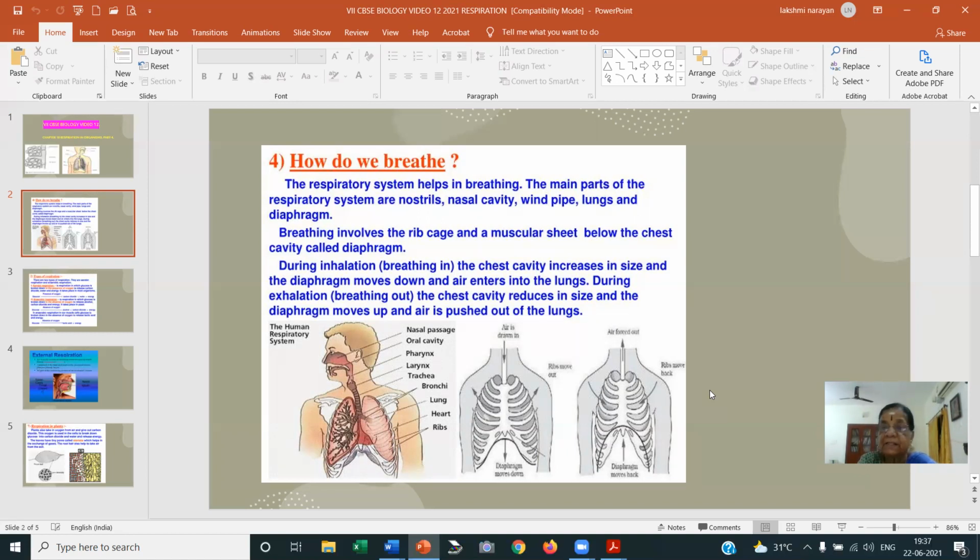And then another diagram is the human respiratory system. The labeling is clear: nasal passage, oral cavity, pharynx, larynx, trachea, bronchi, lungs, heart. What I said, the space between the 2 lungs is called the mediastinum, where the heart is located, and the ribs. The diagram is clearer. So the 2 mark question: define breathing, or define inspiration, expiration. For a 2 mark answer, you can write this point. Very clear? Go through it for a second.